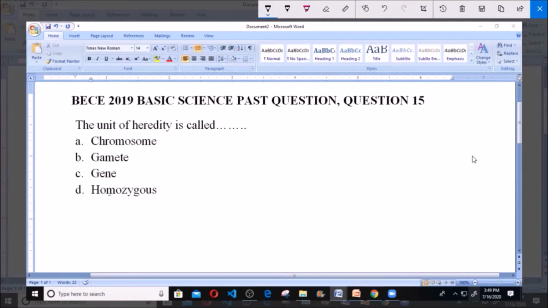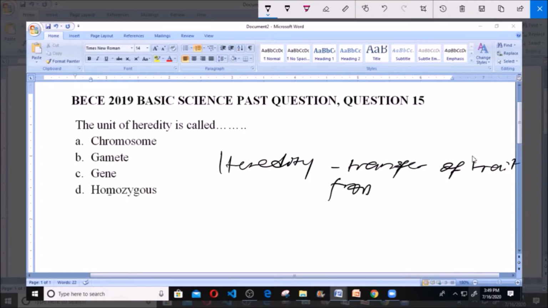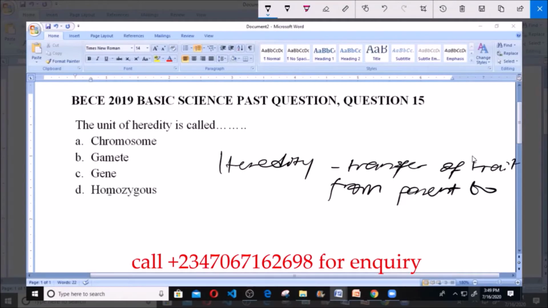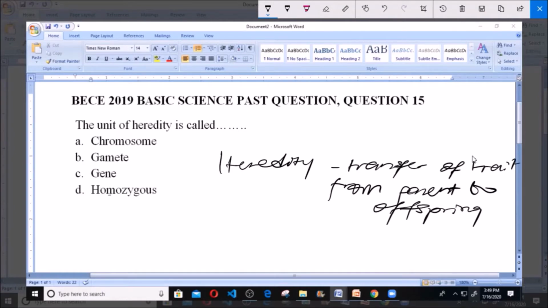Heredity simply means the transfer of traits from parents to offspring. So that's what heredity means. Now they are asking us for the unit of heredity. A says chromosome. Now what is chromosome? Chromosomes are rod-like structures that hold the gene.